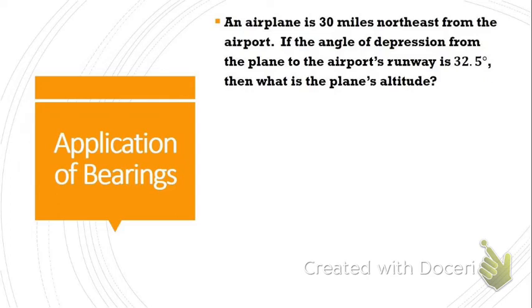What are the things I need in my picture? Airplane is 30 miles northeast. I need an airplane. You said that's 30 miles northeast. All right, I got my airplane. What else do I need? I need the airport, right? Where's the airport in relationship to my airplane? Southwest. So we've got our runway here.